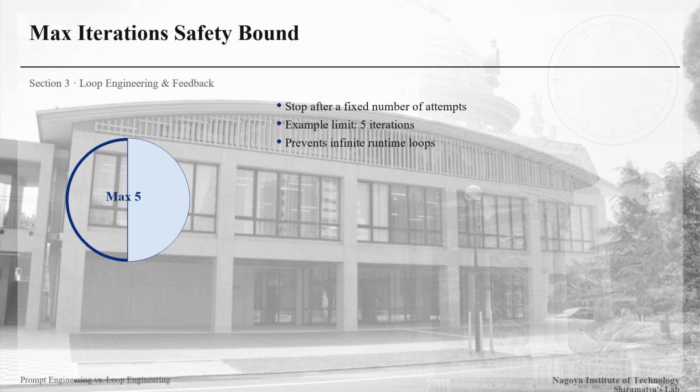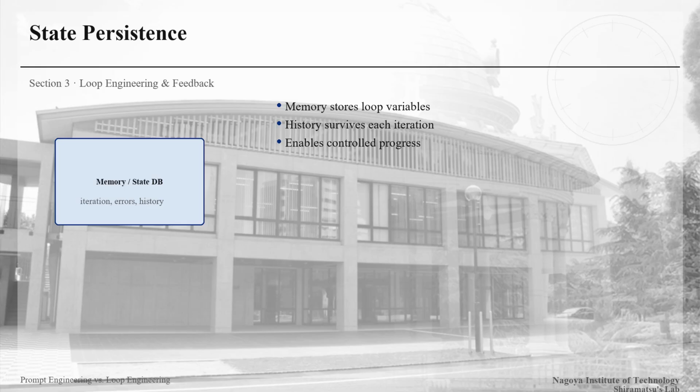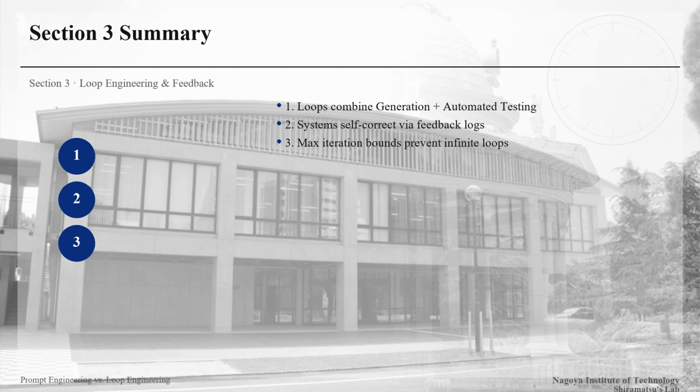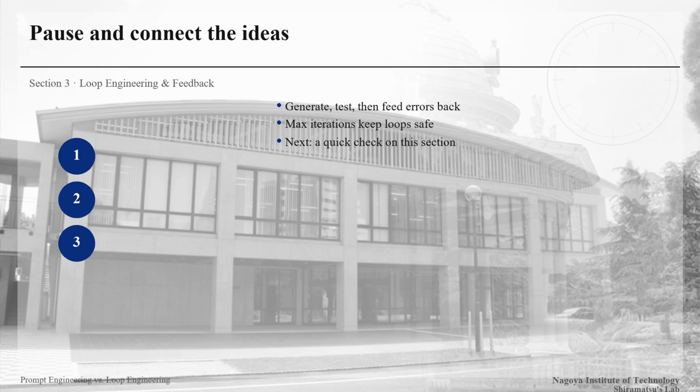Always set a max iteration limit, such as 5 attempts, to prevent infinite loops. State persistent stores loop variables so each iteration remembers what already happened. Section 3 takeaways: combine generation with testing, self-correct from feedback, and bound iterations for safety. Pause here. Loops generate, test, and feed errors back, with max iterations for safety.